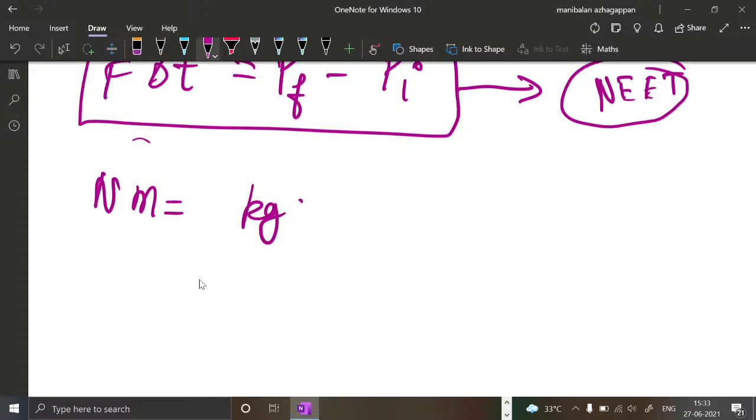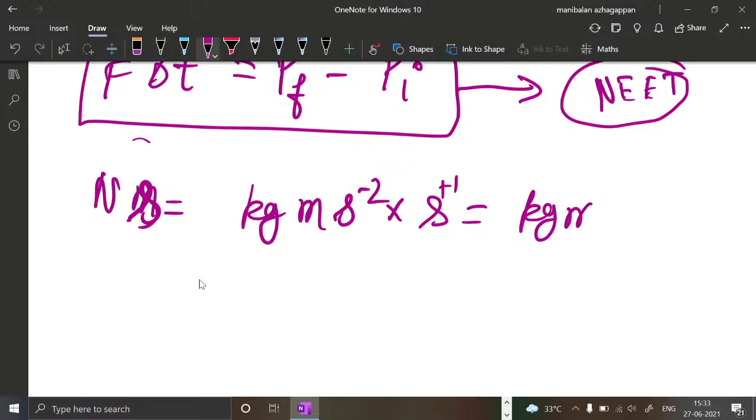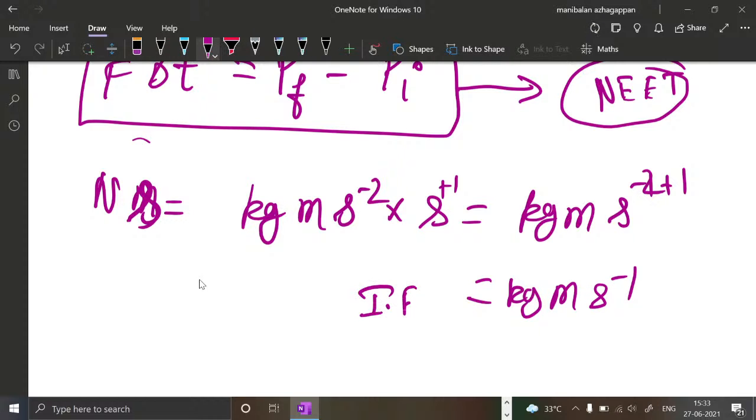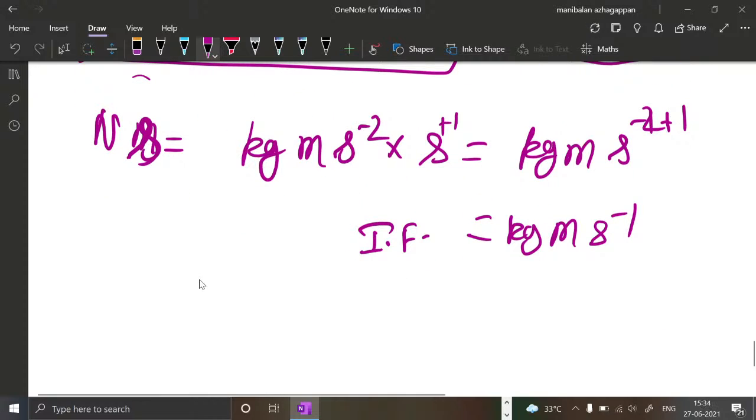So Newton is kg meter second minus 2, into second, since time is second. So kg meter second to the power minus 1 minus 2 plus 1. So we get kg meter second minus 1. It is the unit of impulsive force. If you want the dimensional formula for impulsive force, it is M power 1, L power 1, T power minus 1. It is the dimensional formula for impulsive force. Okay, next. It's nothing but equivalent to the momentum.